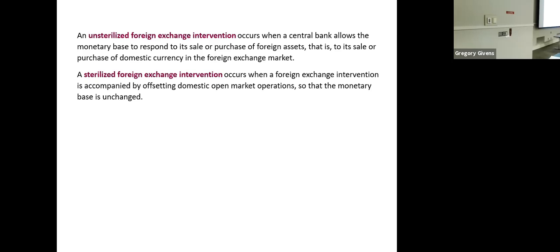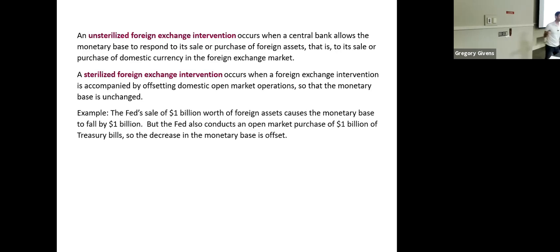So for instance, if the Fed buys international reserves, it buys Swiss francs and pays for them with bank reserves, that raises the monetary base. Well, what if the Fed wants to buy the Swiss francs, but it doesn't want the monetary base to go up? What it could do is sell US Treasury securities by an equal amount so that bank reserves go back down to where they were before. So the monetary base is not changed. That's what a sterilized foreign exchange intervention is. It's where there is an equal and offsetting domestic open market operation that counterbalances the foreign exchange intervention. So the monetary base is not going to be changed at all.